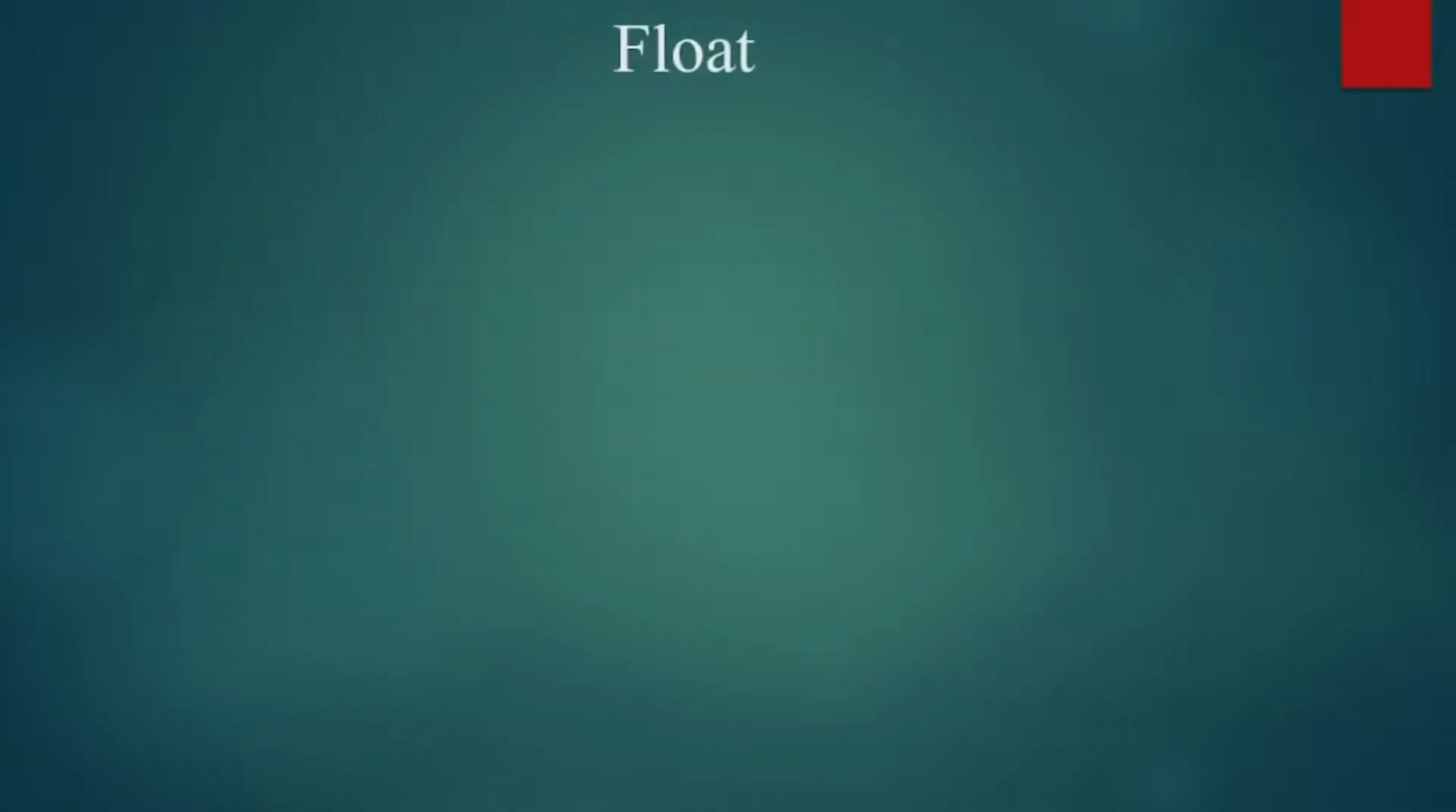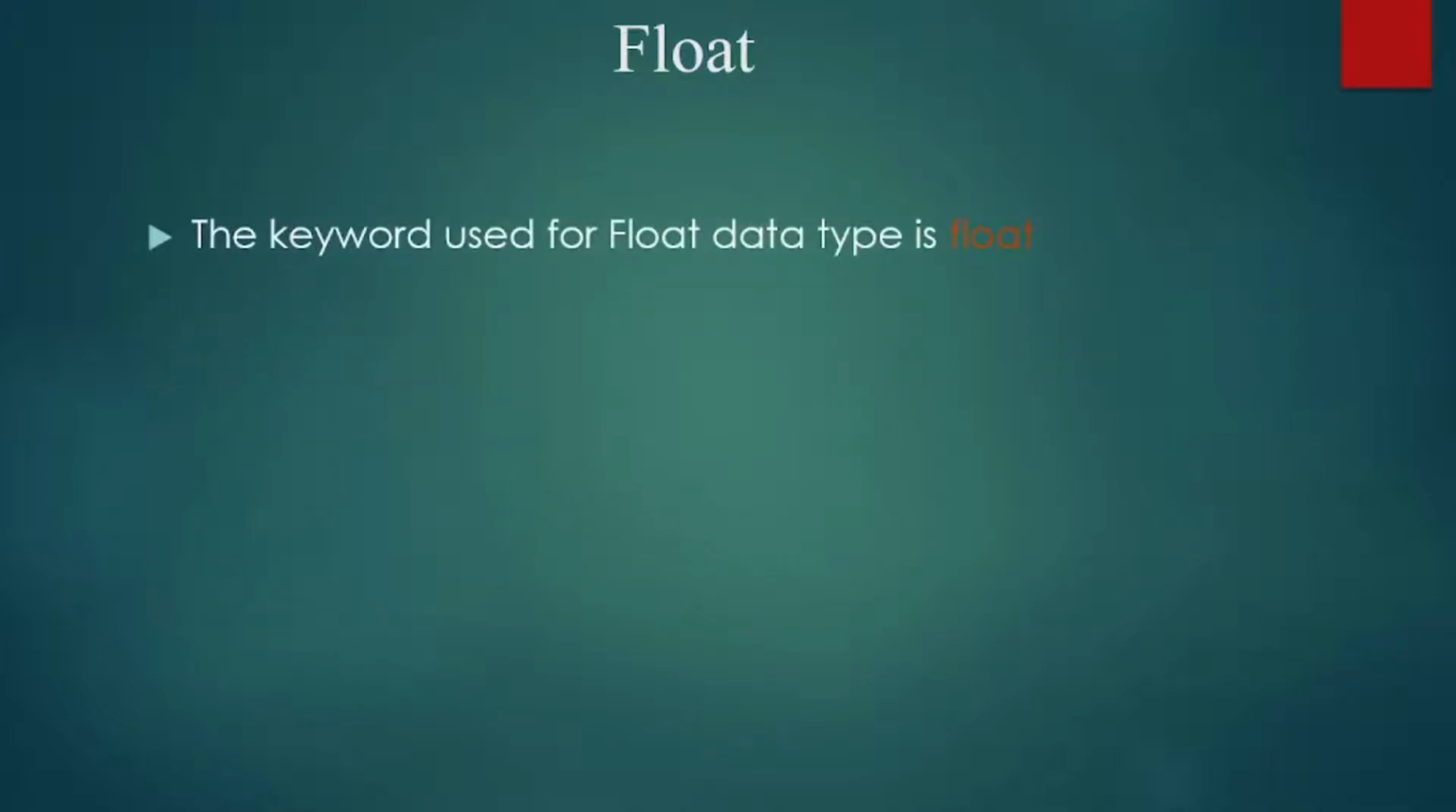So here, the next data type is float. So what is a float? Previously we talked about the integer. We said that integers do not contain any decimal value. But a float is a kind of value that contains a decimal value, a point value. To represent a float in C++, the keyword used for the float data type is float.